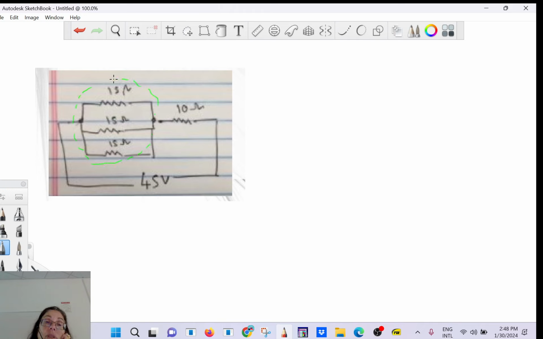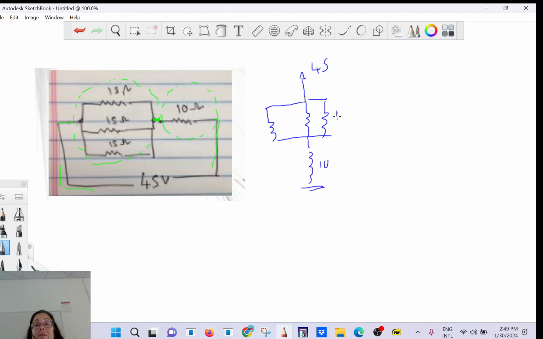So a different way to do it. You see how you have one bead here and then you have another bead here and they're all connected to the 45. So you have 3 branches. Now you can do that if you want. 10, 15, 15, 15. So let's take care of this.